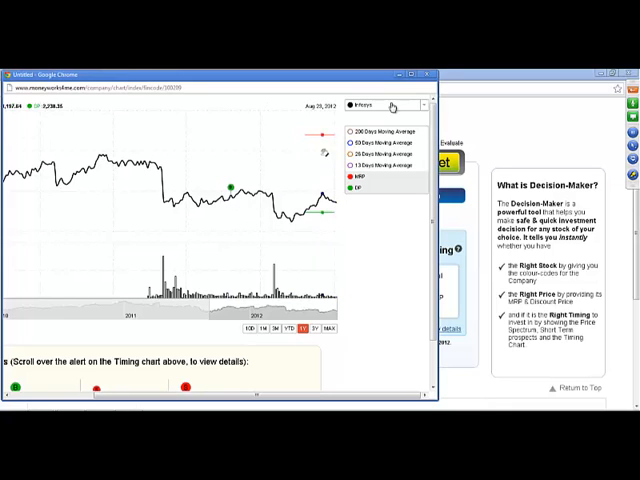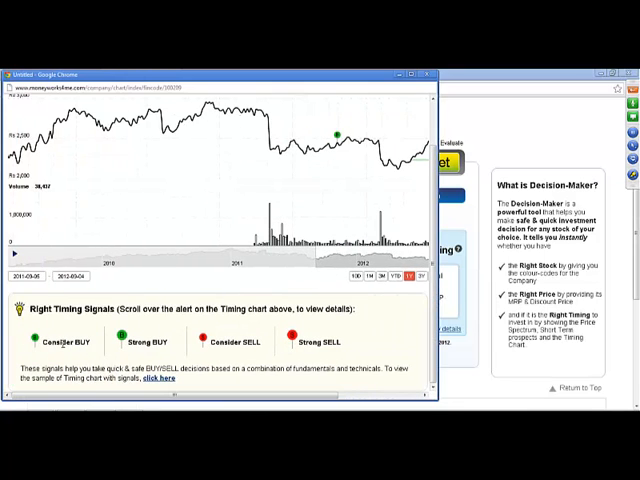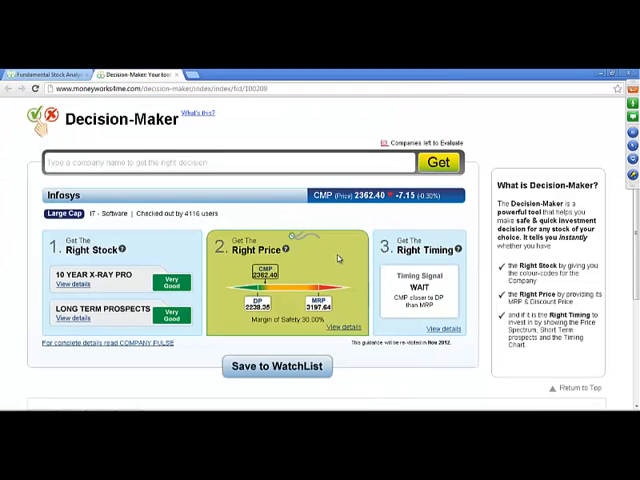Okay, so we give you very easy to understand signals such as buy, consider buy, strong buy, consider sell, and strong sell. Here what we had got was a consider buy signal and not a strong buy signal. When you get a strong buy signal, that is a very good time when you can consider buying the stock.